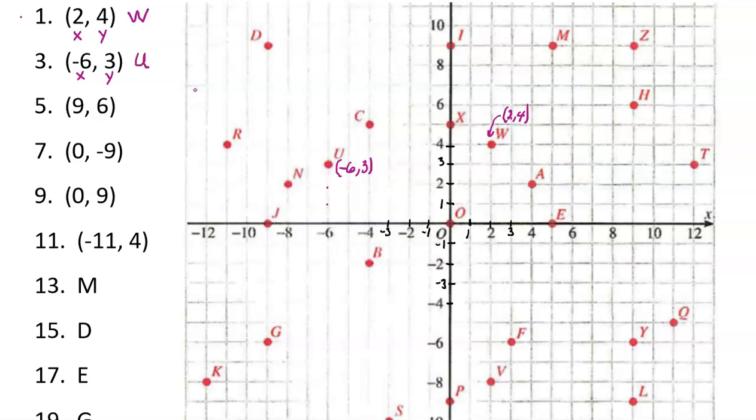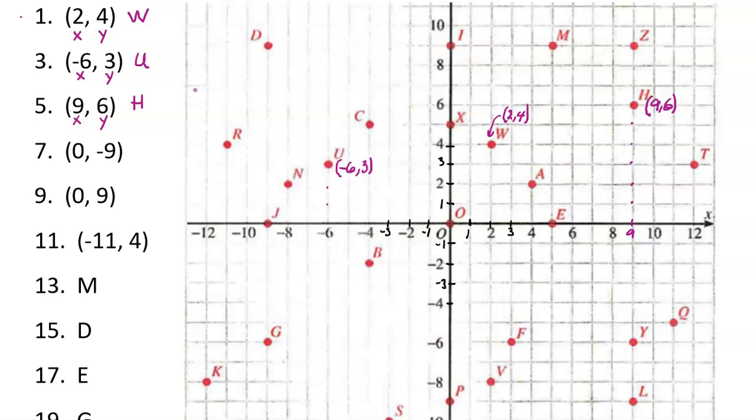Now problem 5. The value of x is 9 and the value of y is 6. So on the x-axis, go to 9. The origin's in the middle. +9 is right here. Now the second number is +6. 1, 2, 3, 4, 5, 6. And that's point H. So point H is at the location 9, 6. Number 5 is point H.